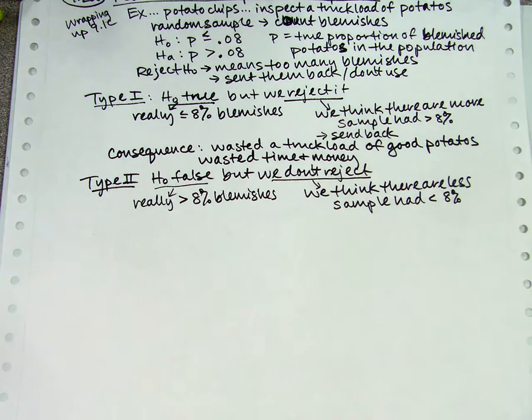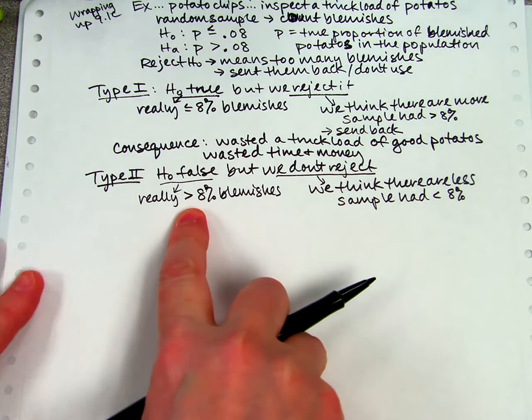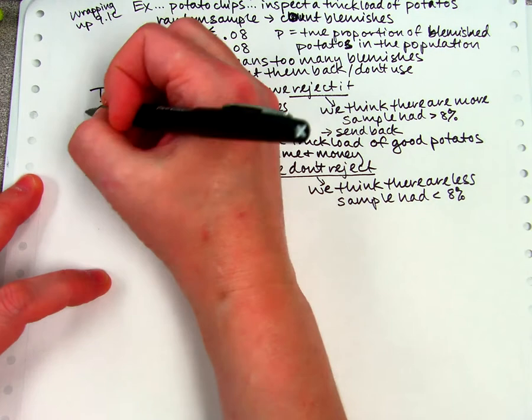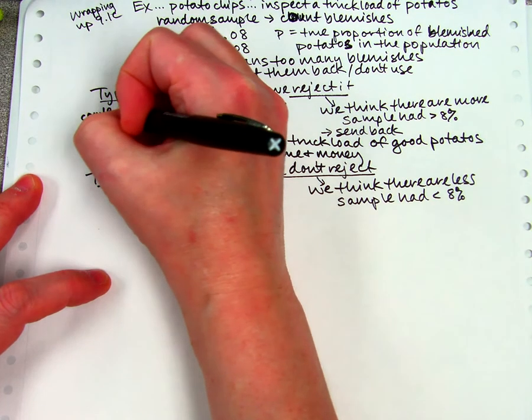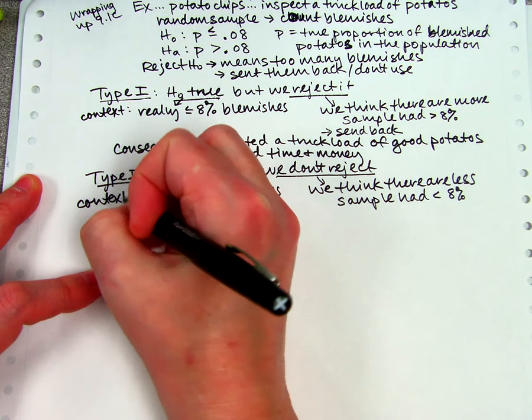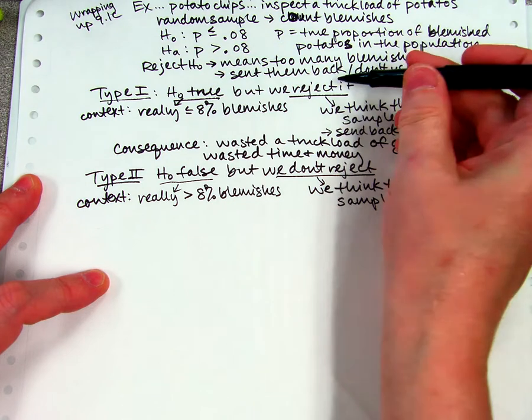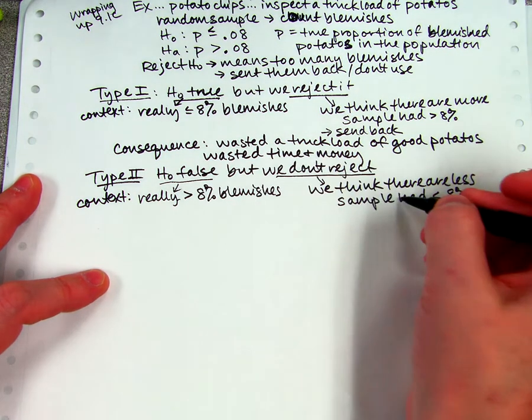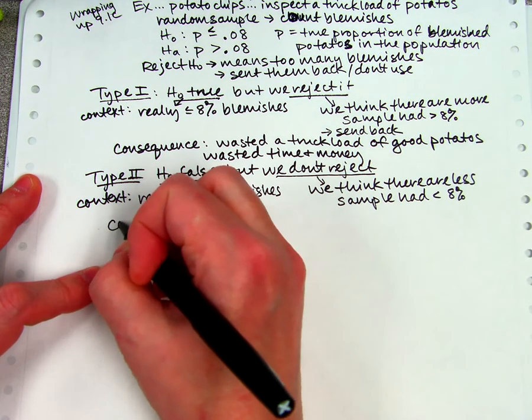And so we're thinking this truckload is okay, when really if we had taken a bigger sample, we might have found out that it really had more than 8%. So that's the context. Describe it in context. I prefer to describe it without context and then translate. Without context, translate into context, and then the consequence.